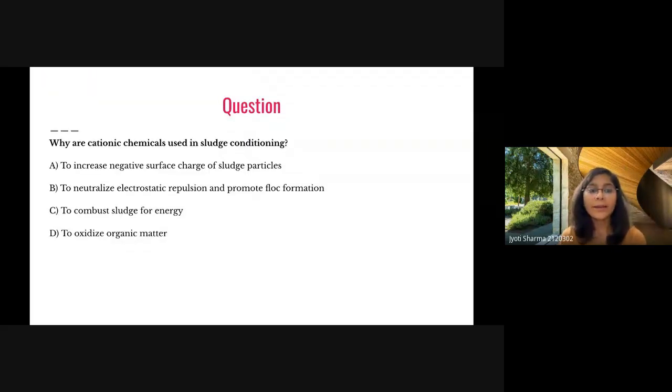Why are cationic chemicals used in sludge conditioning? In sludge conditioning, we are adding some chemicals, and in that, we are using cationic chemicals. Why are we using cationic chemicals in sludge conditioning? We have four options here: to increase the negative surface charge of sludge particles, to neutralize electrostatic repulsion and promote floc formation, to combust sludge for energy, or to oxidize organic matter. Let me see the answers that you have given me.